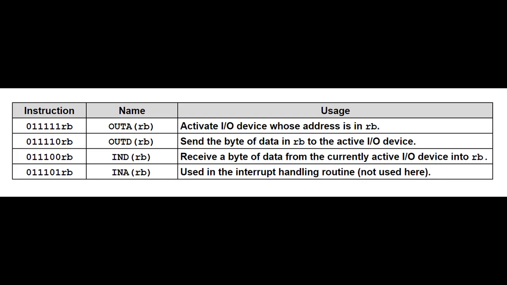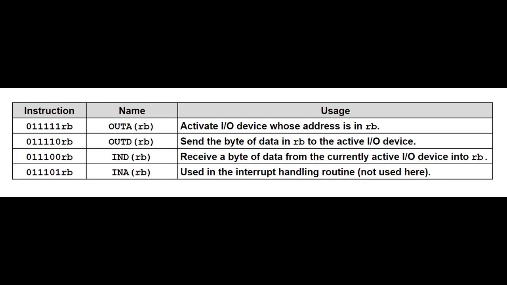Once your device is activated, you can then write to it or read from it depending on the kind of I/O device that it is. If you want to send a byte to the currently activated I/O device, you would use what is called here the OUT-D instruction. That would send the byte of data that is in RegB to the active I/O device.